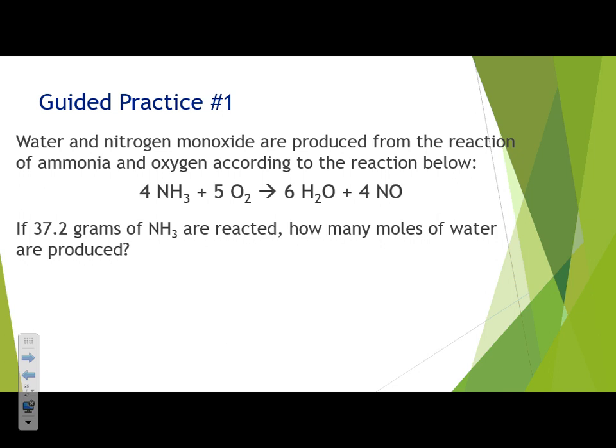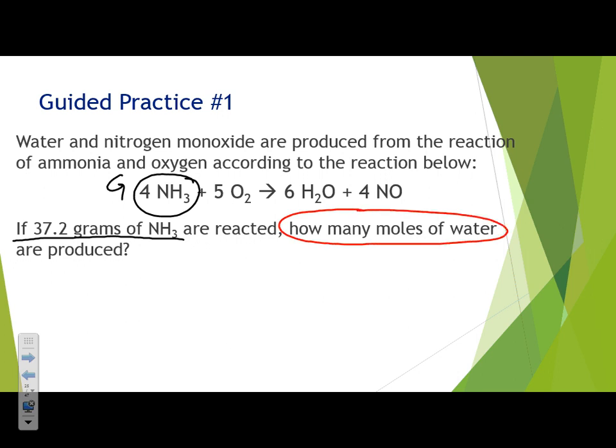All right, welcome back. So in this problem, our given is 37.2 grams of NH3. We go and circle NH3. This was our given. Now, we are looking for how many moles of water. So we'll go and circle water. That is our unknown. That's our question mark.